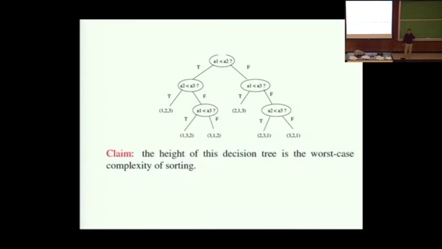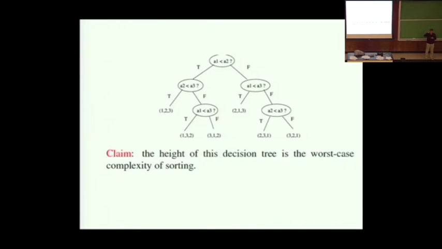How many leaves are there? If I have n items, how many possible things is sorting going to have to be able to work on? N factorial different things, right? So what I really want to know is, if I'm claiming that any comparison-based sorting algorithm is described by a tree, its worst case is going to be the height. If I'm going to have n factorial leaves, what is the shortest possible tree I can have that will have n factorial leaves?